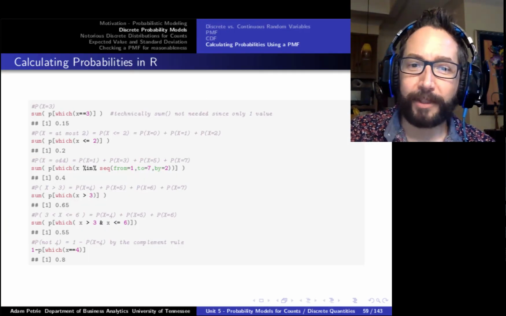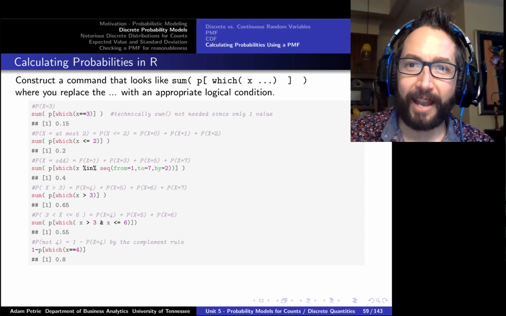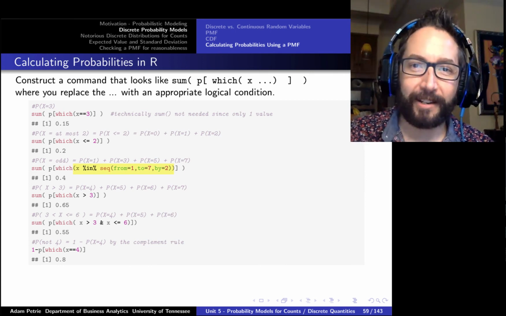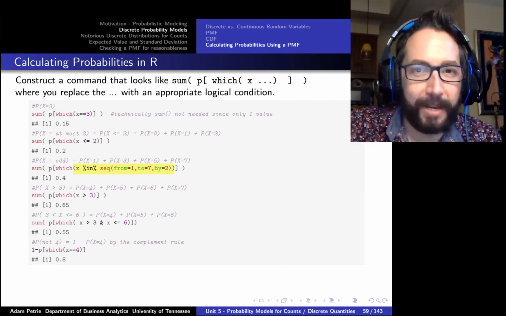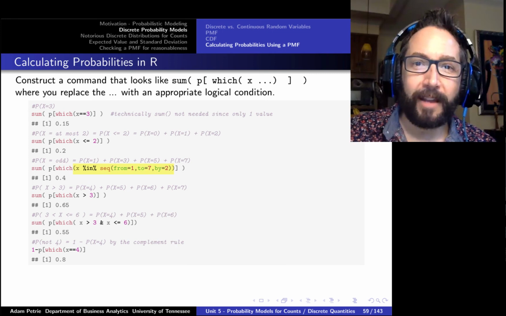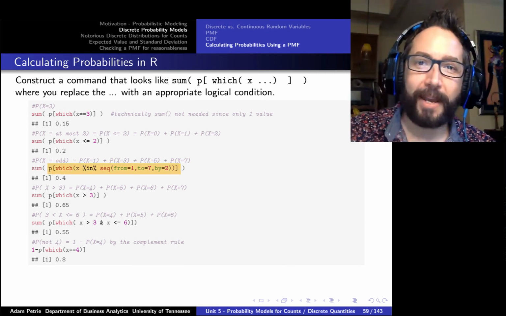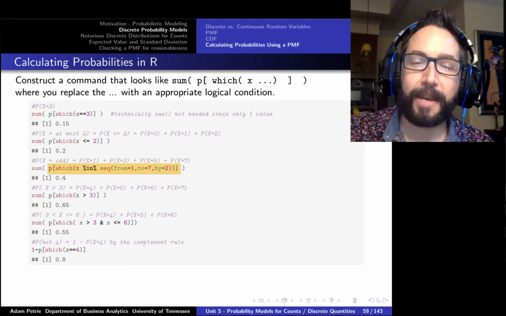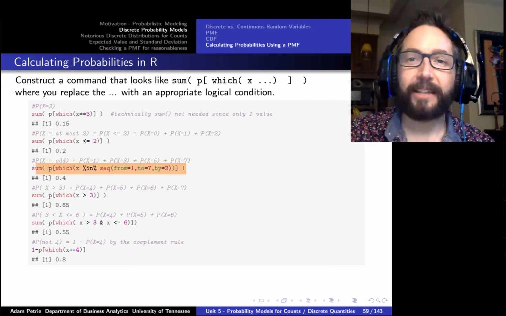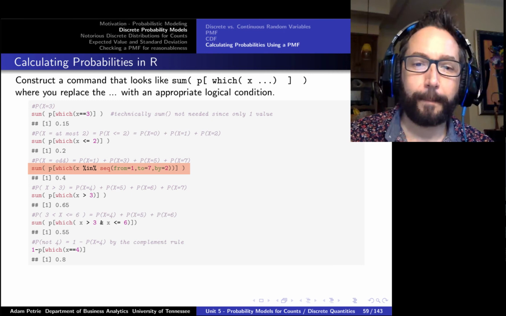So no matter what the question, that's what we're going to end up doing. We'll use our logical condition to figure out which elements of x correspond to the outcomes we want to calculate the probabilities of. Then we'll put that which command inside square brackets referencing p to get out the probabilities corresponding to those outcomes, and then take the sum to get our final answer.